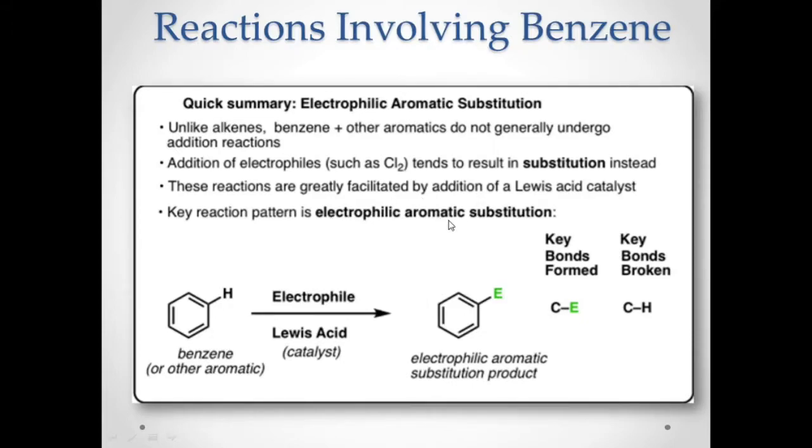Then the key reaction pattern is what we call electrophilic aromatic substitution. For example, if you have a benzene, then you have your electrophile, facilitated with the Lewis acid. That electrophile will substitute your hydrogen, and that electrophile will be attached to the benzene. You have your bonds formed, the C-E, and the bonds broken, the catalyst and the C-H.